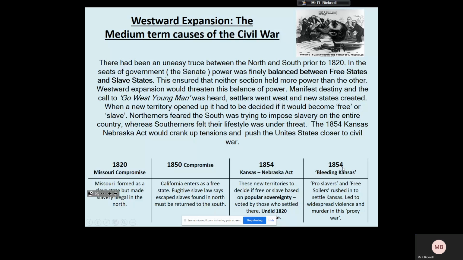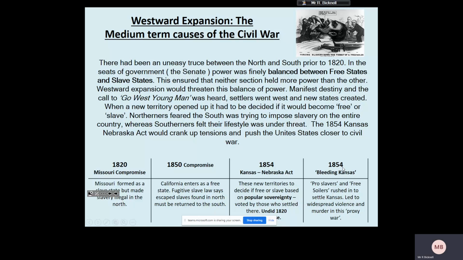What does it lead to? Violence and murder, absolutely. And this is why this is important. This is the first time that the North and the South have come to blows over the issue of slavery. Things are getting worse. Make sense? Yeah. Coming flooding back.